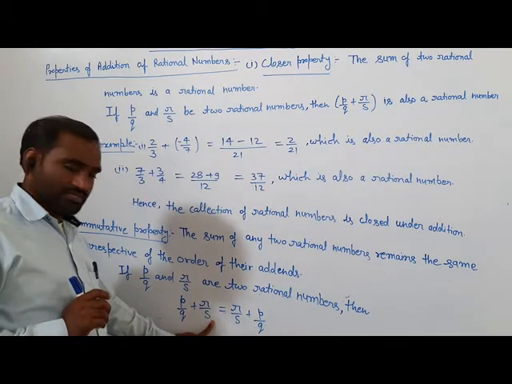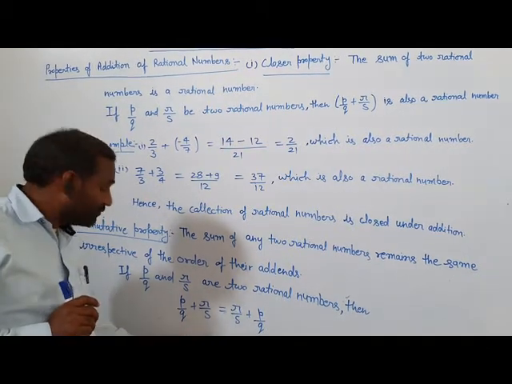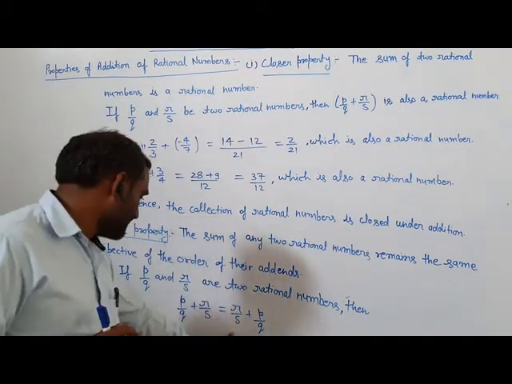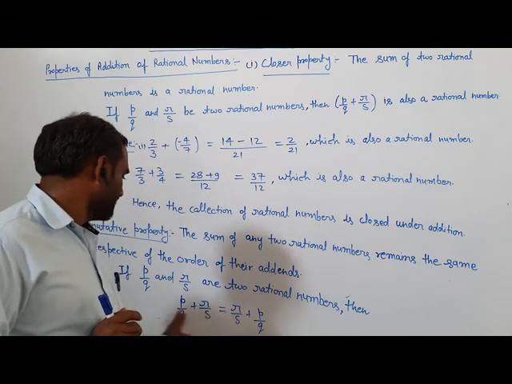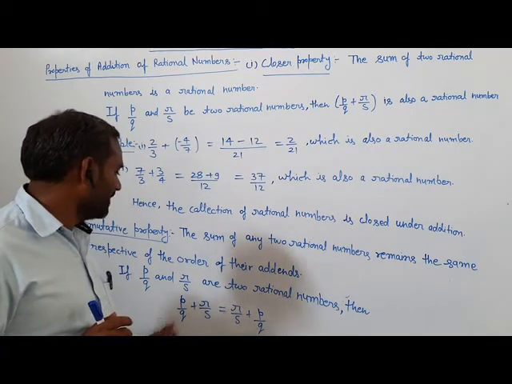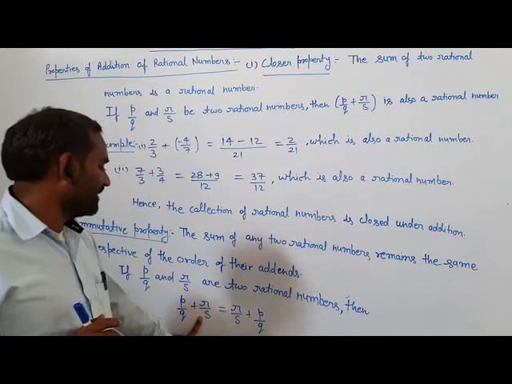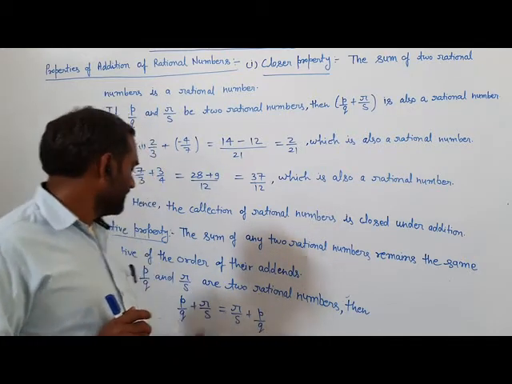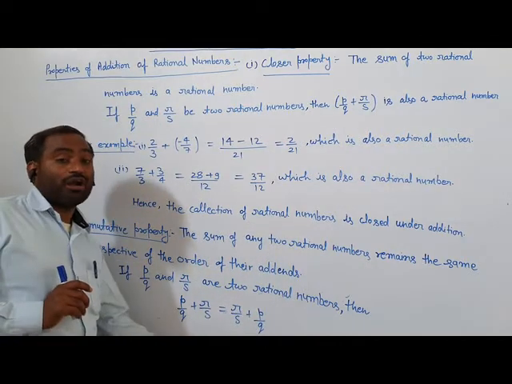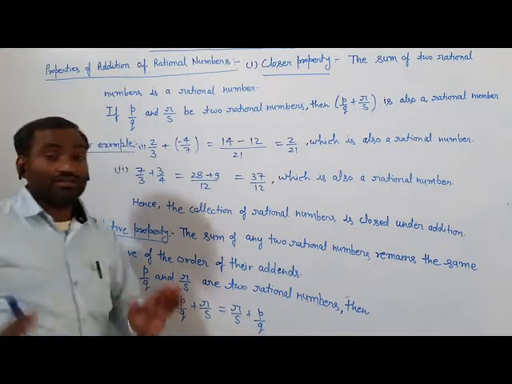Now we have to change the order. Here the first rational number is r by s, here the second rational number is p by q. Here you have changed the order but the answer remains the same.